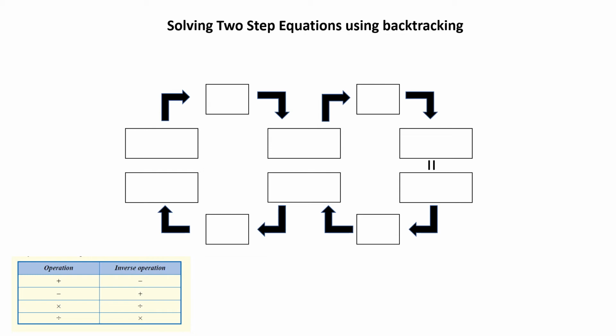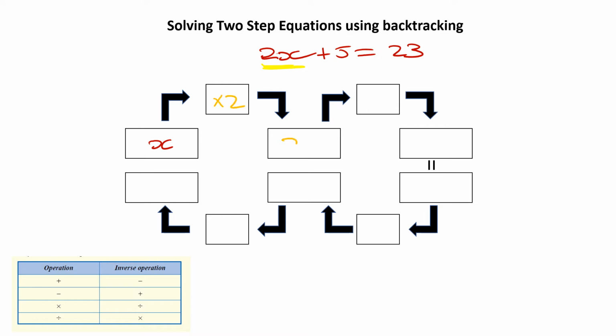Now, I've got solving two-step equations using backtracking, so let's put an example of 2x plus 5 equals 23. Okay, so let's start off here. I've got an x, and then my first part here, I'm just going to underline in yellow, is a 2x. So what I need to put in here is times 2.